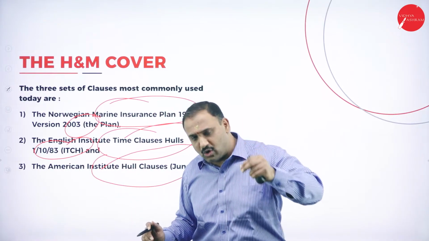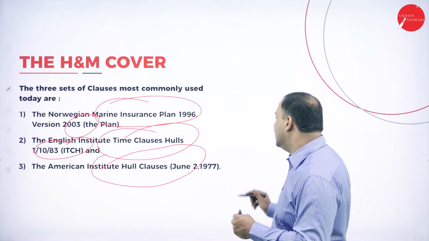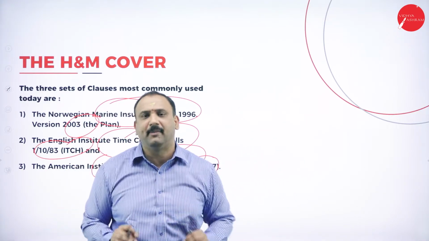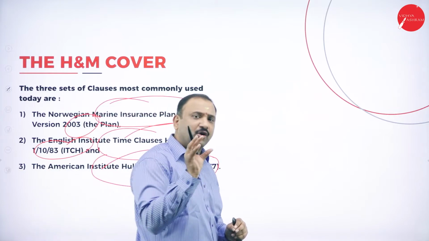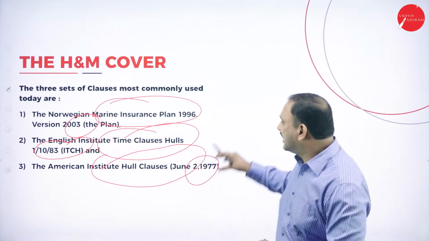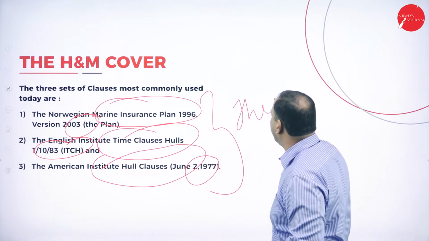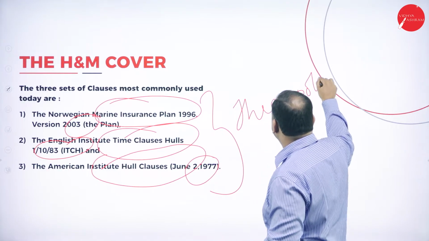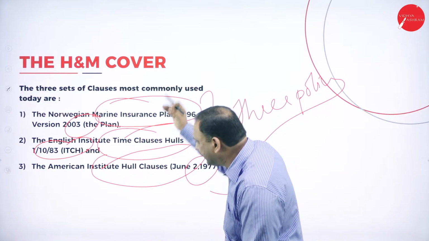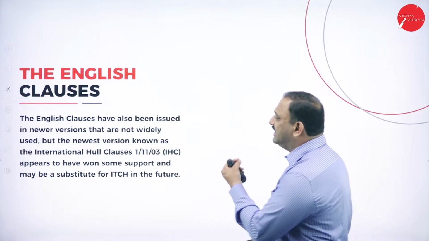Now, the Americans were also involved in terms of shipping, so they came up with a plan on June 2nd, 1977, when they spoke about the American hull clauses. Now, what happens here is that when you are taking the H&M cover, the H&M cover will comprise all these 3 policies. So this is where you are going to talk about the H&M policies, or the coverage value altogether. So this will try to cover all the factors that are involved here, followed by the English clauses.